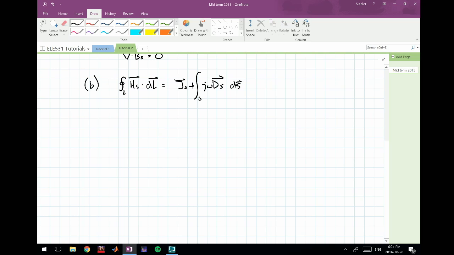So now the way he's done it is instead of calling it J_s, he's called it I_s, because he's calling it the current, because once you integrate J_s over the same surface, it'll be I.